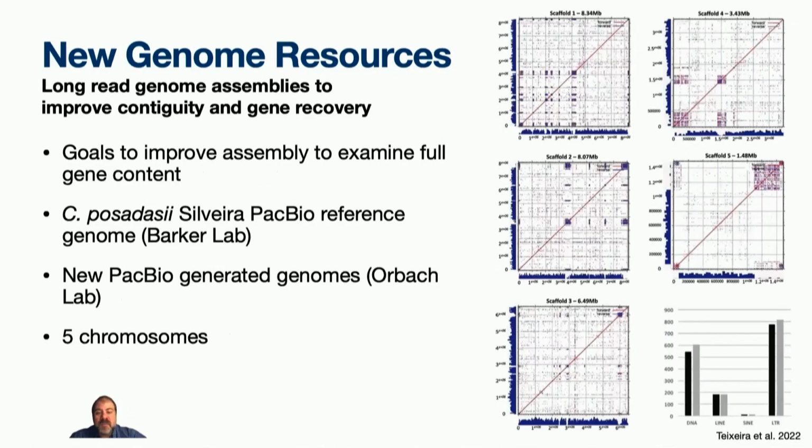So first, the Silveira genome, Coccidioides posadasii Silveira, was published earlier this year, led by Bridget Barker's lab, and that included this new assembly that had the genome in basically 5 scaffolds, which represent 5 chromosomes. You can see here on the right these dot plots of the diversity or the repetitive element content potentially in each of these chromosomes, as well as a depiction of the genome size, of the scaffold sizes.